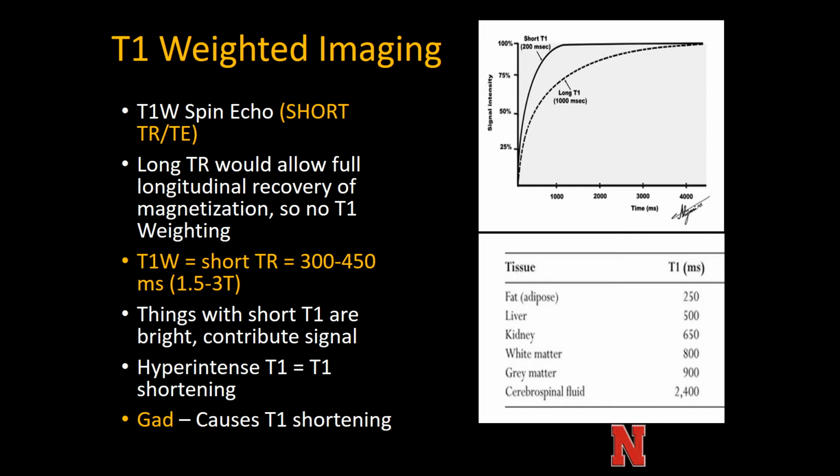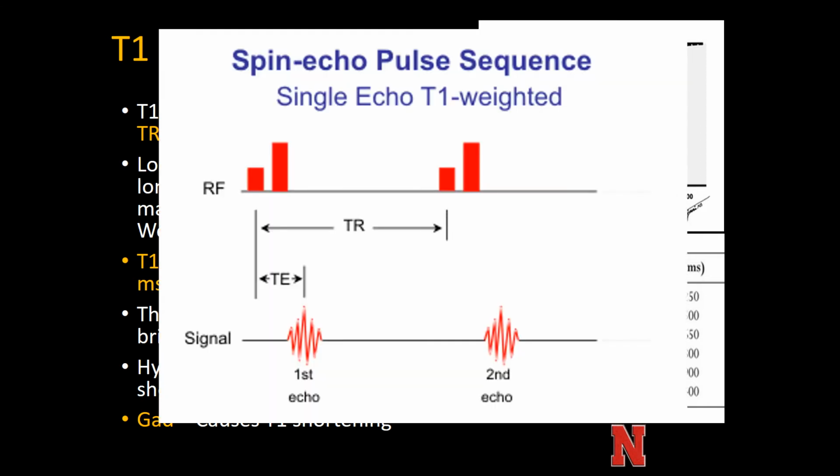So that's why we use it, right? T1 shortening equals bright. We give GAD, it shows up as bright on a T1 weighted post-contrast sequence. So here's again a graphical representation.